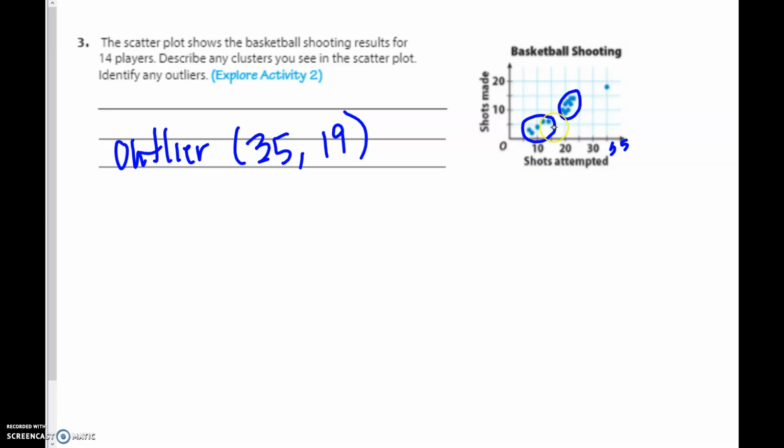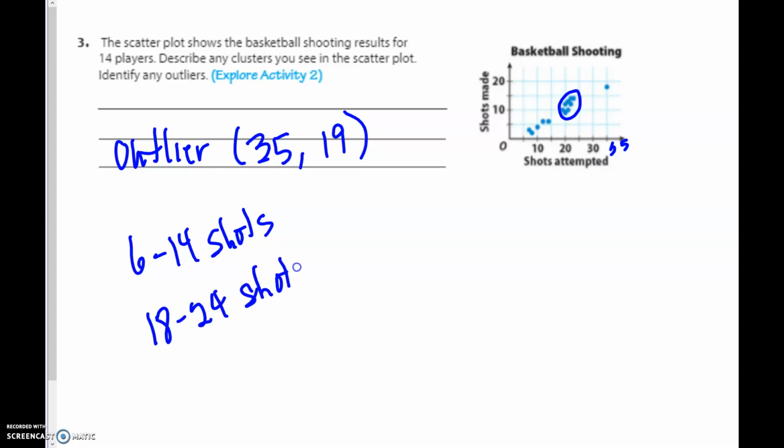Okay, 2 clusters is where shots were attempted. So it looks like we're maybe about 6 up to, what is that? 6 to 14 shots is one cluster. And another cluster would be between maybe 18 and 24. Okay, so we have two different clusters, one between 6 to 14 shots and the other between 18 to 24 shots.